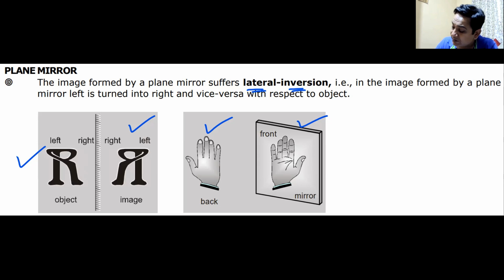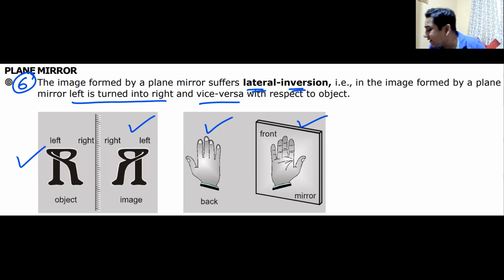That is point number 6. The image formed by a plane mirror suffers lateral inversion. Left is turned into right and vice versa. Do we understand this? Please note it down. Note down the heading. Note down lateral inversion.